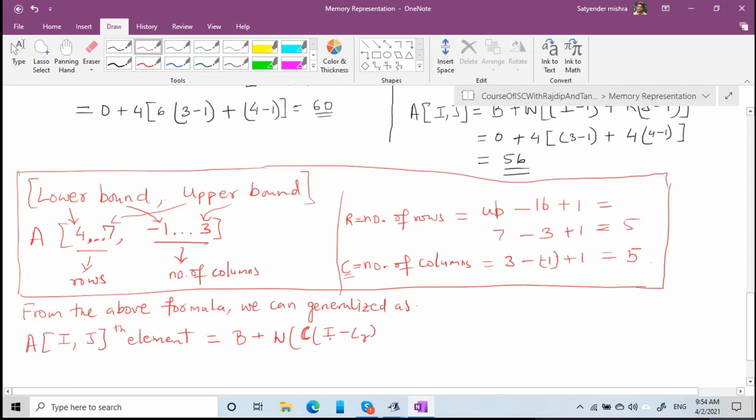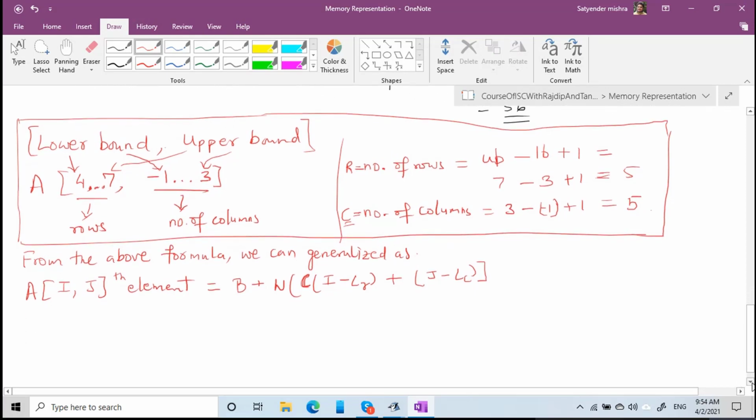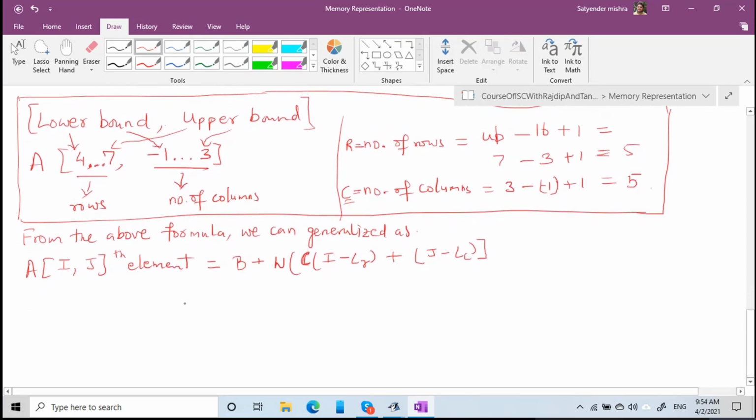C, in the bracket you put I minus LR, plus J minus LC. Understood? So this is what you have to use. So let me show you one problem like this. This is for row major. Let me write down the column major also. And for column major, it will be like this.